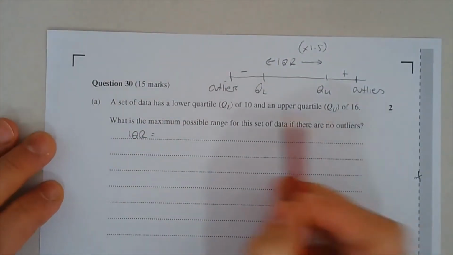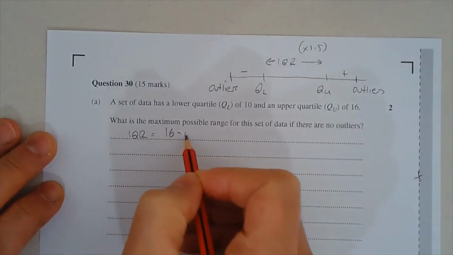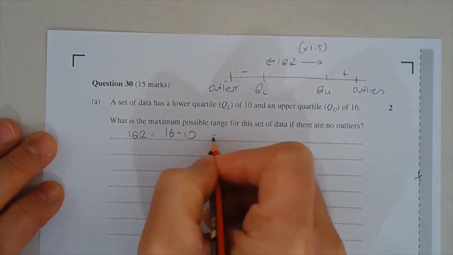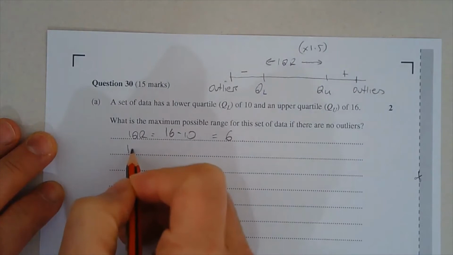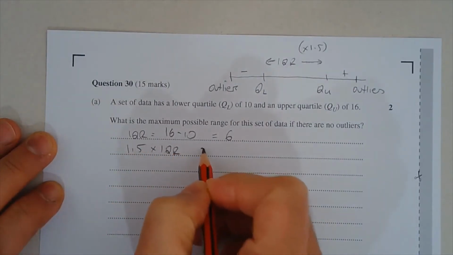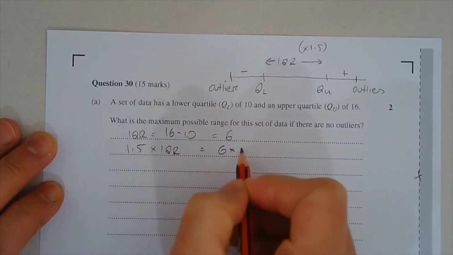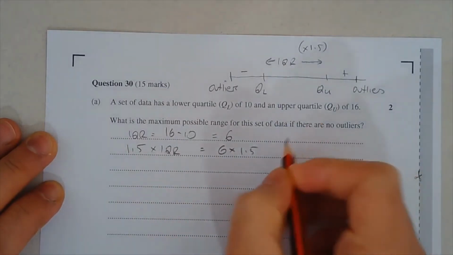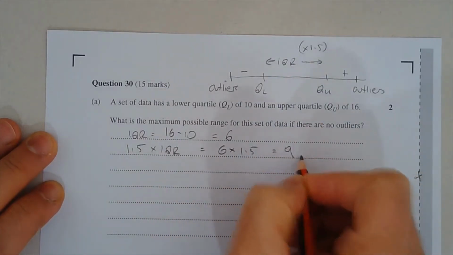Okay, and that's QU minus QL, so it's going to be 16 minus 10, okay, which equals 6. Now let's work out 1.5 multiplied by the interquartile range, okay, and that's equal to 6 multiplied by 1.5, which is equal to 9.